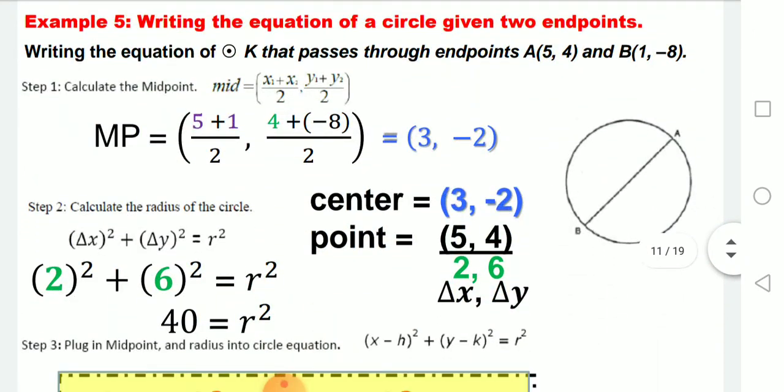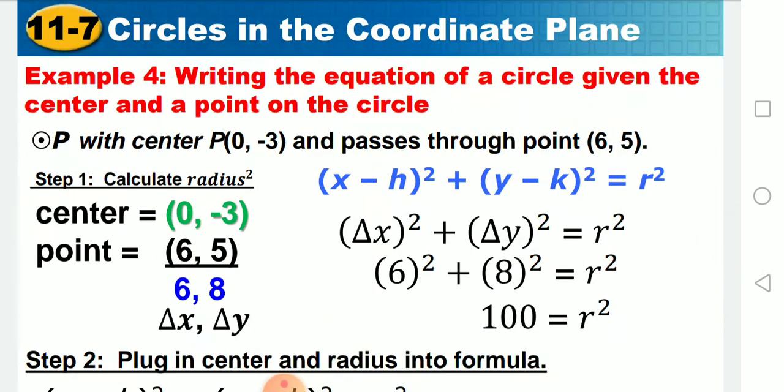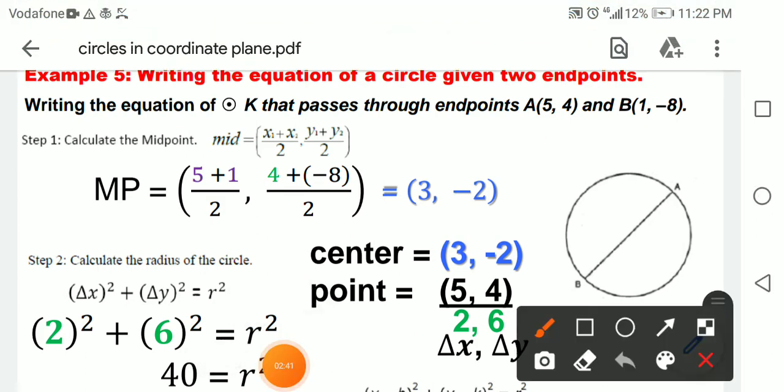Okay, let's have another one, writing the equation of a circle given two endpoints. We got here writing the equation of circle K that passes through the endpoints. We got here endpoints A and B. The point A is 5 and 4, and B is 1 and negative 8.